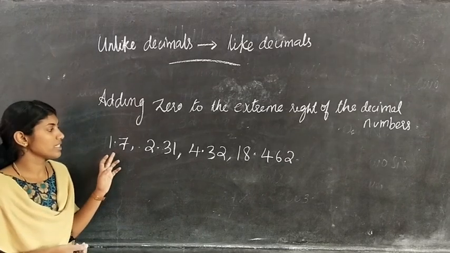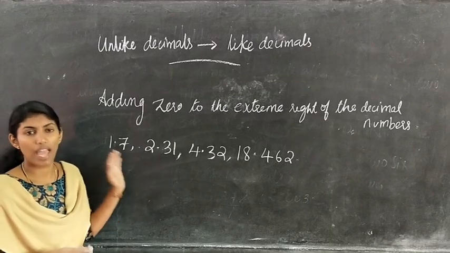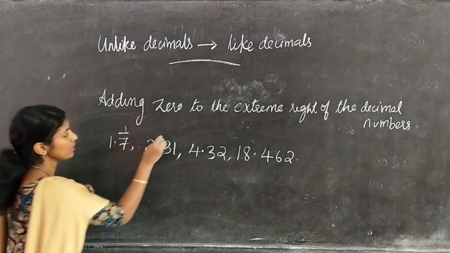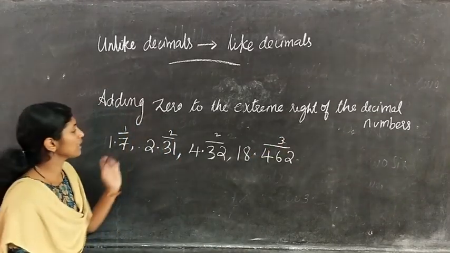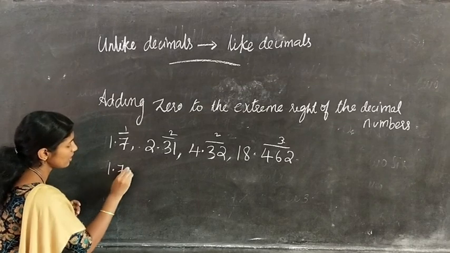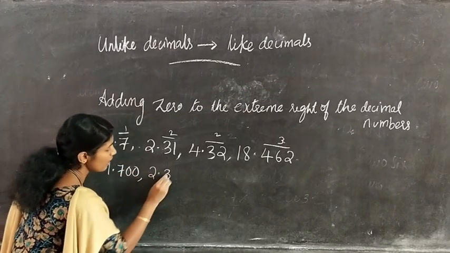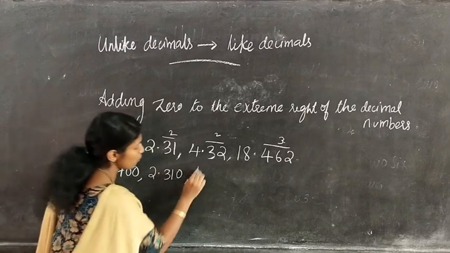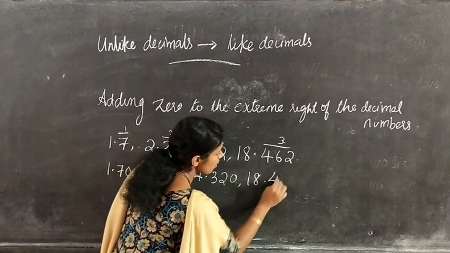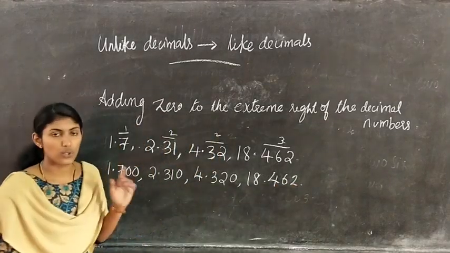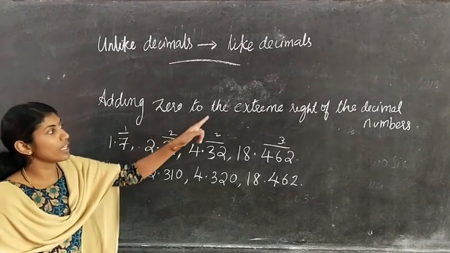Then here some decimals are like and some others are unlike. So we have to convert all this into like decimals. Here we have 1 digit, here 2, here 2, here we have 3. So we have to make all as 3. That means 1.700, we have to put 2 zeros. Then next one 2.310. Then 4.320. Then 18.462. So in order to convert unlike decimals to like decimals, we have to add 0 to the extreme right of the decimal number.